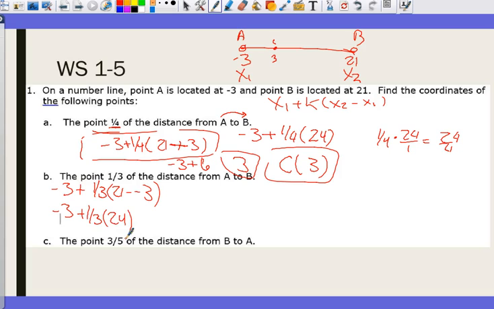So we're going to have 1/3 times 24 over 1. 24 over 3 is equal to, what's 24 divided by 3? 8. We have -3 plus 8 is 5.